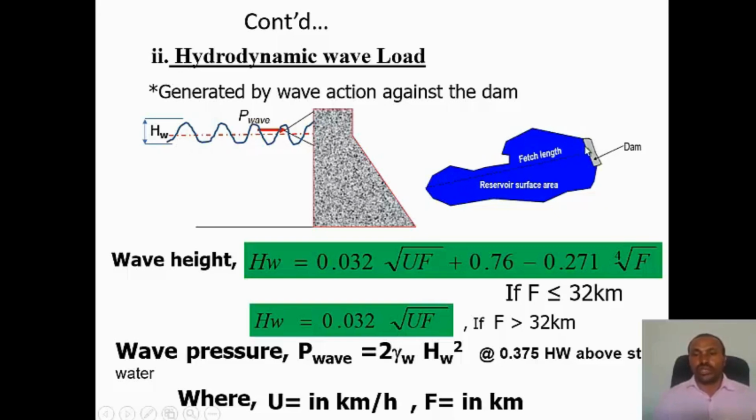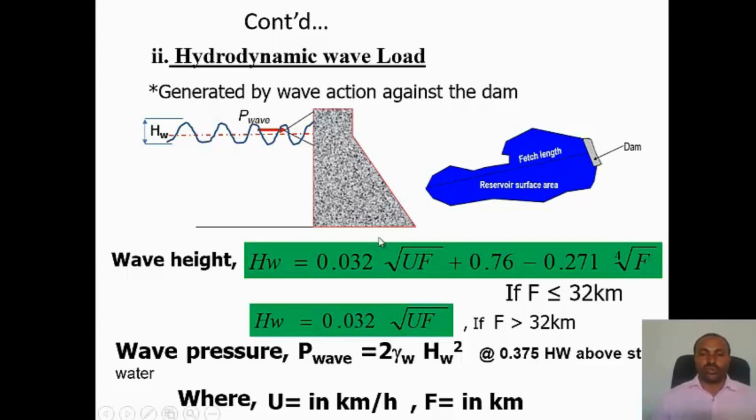So what is fetch length? Fetch length is this one. If this is the dam structure, then it is the stretch of water up to the last point of the reservoir. Actually, it is an average. You will take 3 degrees each, just draw 9 fetches at 3 degrees each, then take the average of these to get the average fetch length. This is throughout the reservoir surface area.